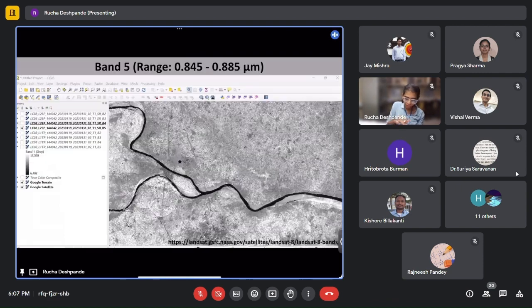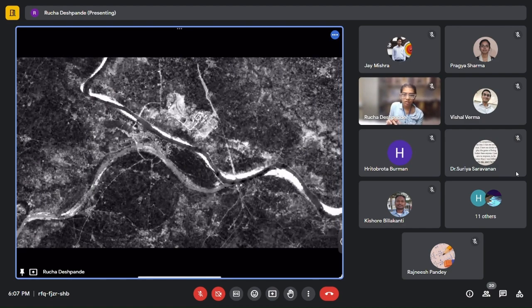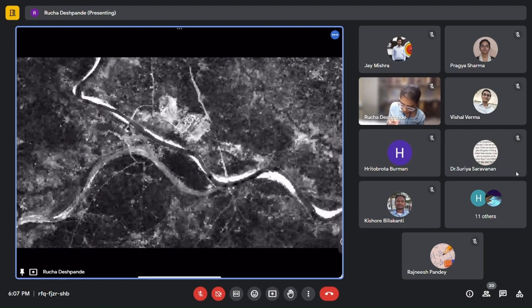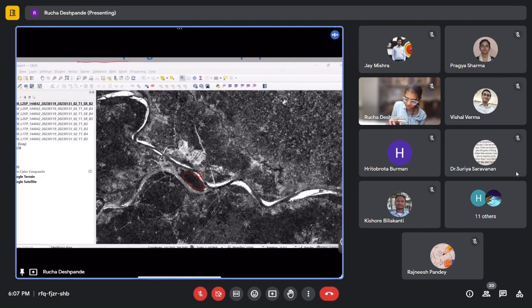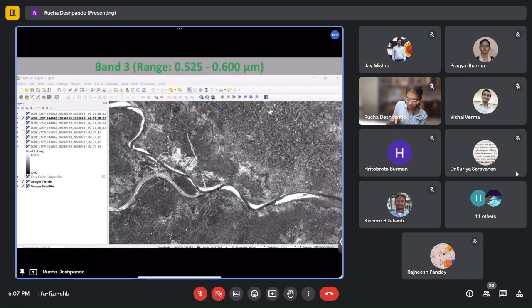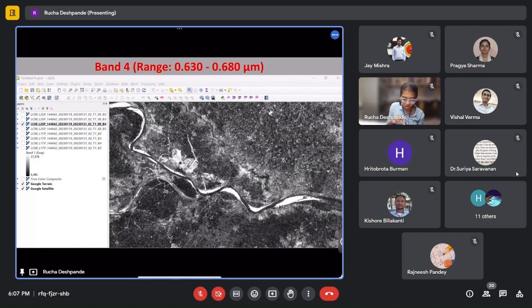If we go back to band 2, we see that the water pixels and the vegetation pixels are almost appearing similar. In fact, the water pixels are appearing slightly brighter than the vegetation, because the spectral reflectance of water is slightly higher than that of the vegetation in that patch.